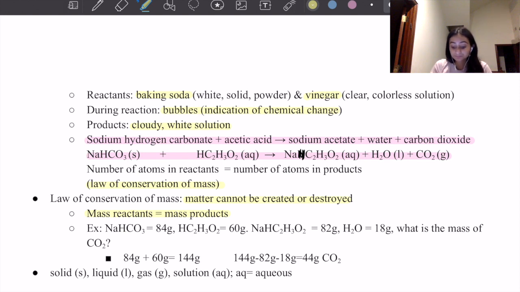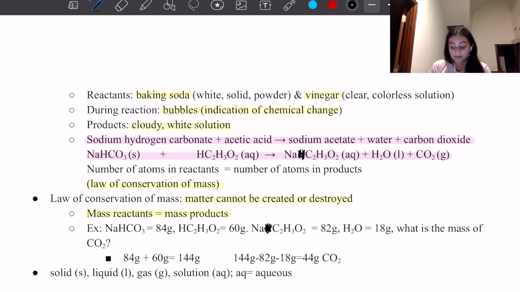So for example, if we had that sodium hydrogen carbonate equaled 84 grams and acetic acid equaled 60 grams, those were the masses of the reactants. And then we had the mass of some of the products. For instance, if NaC2H3O2 had a mass of 82 grams and H2O had a mass of 18 grams, we can calculate the mass of CO2 because 84 plus 60 must equal what is on the products, which is 82 plus 18 plus the mass of CO2, because of the law of conservation of mass.